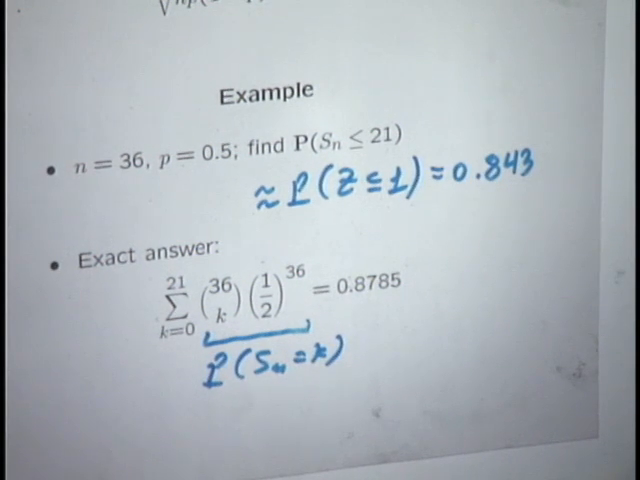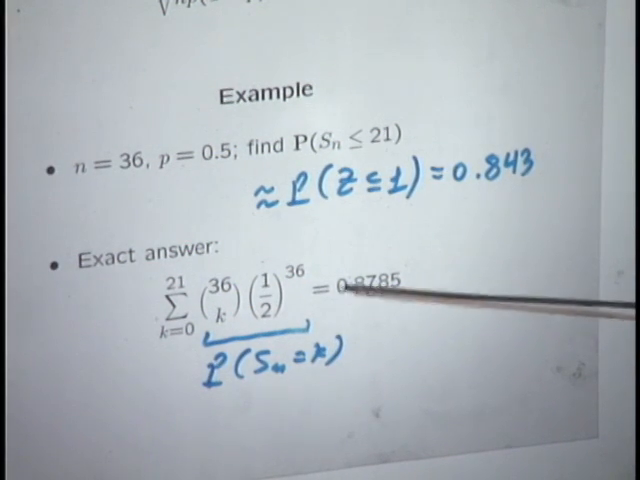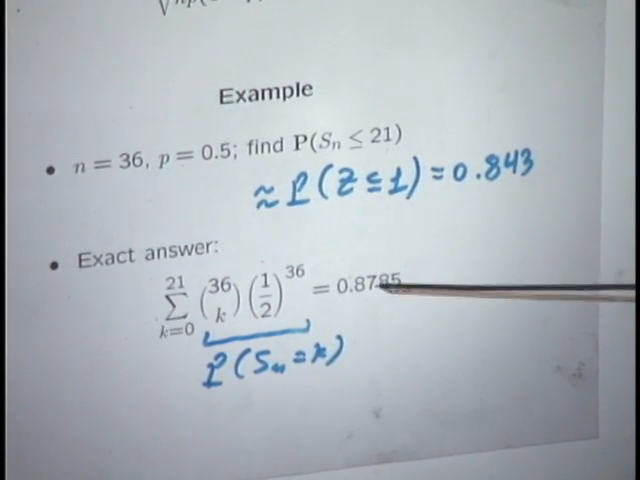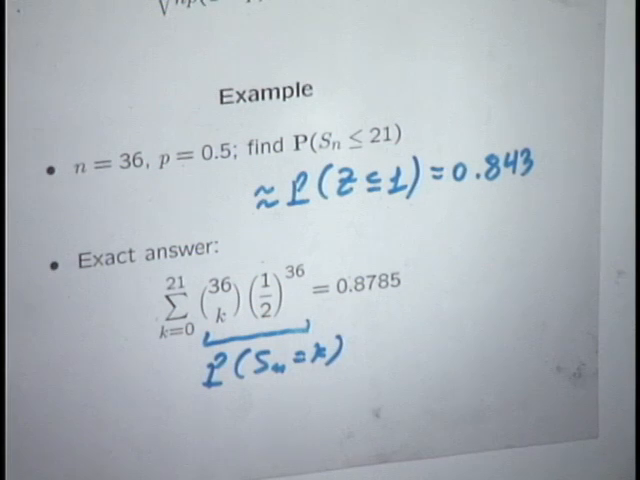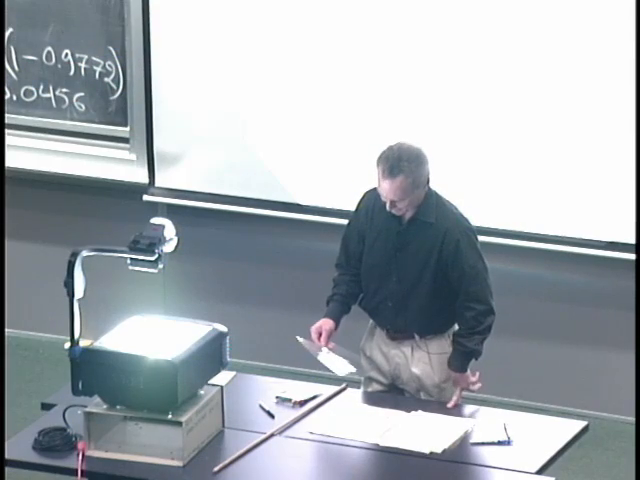We write a 2-line code to calculate this sum, and we get the exact answer, which is 0.8785. So there's pretty good agreement between the two, although you wouldn't call that necessarily excellent agreement. Can we do a little better than that?